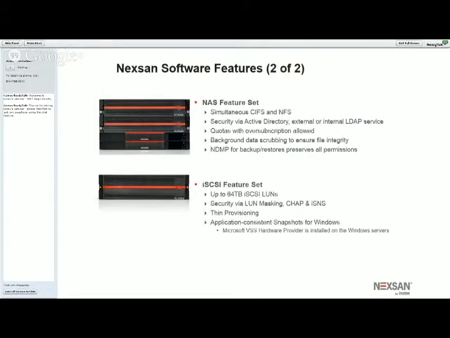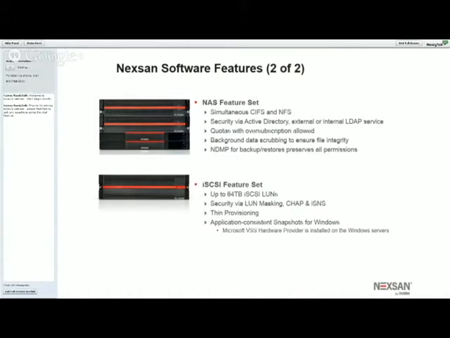iSCSI, we support up to 64 terabyte LUNs today. Thin provisioning is built into the system. So thin provisioning, for those that aren't aware of it, that's the block version of oversubscription. It allows me the ability to say that I've got a lot more storage that's there, and that's very useful in a system where I can add capacity on the fly.